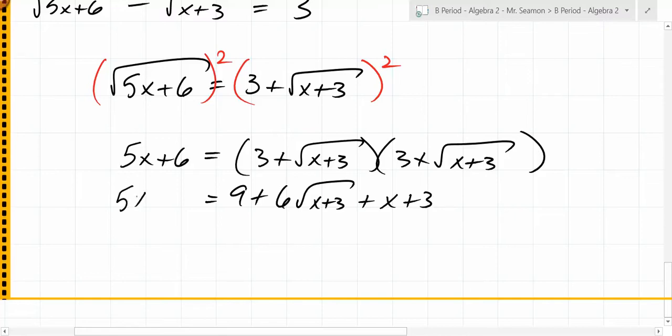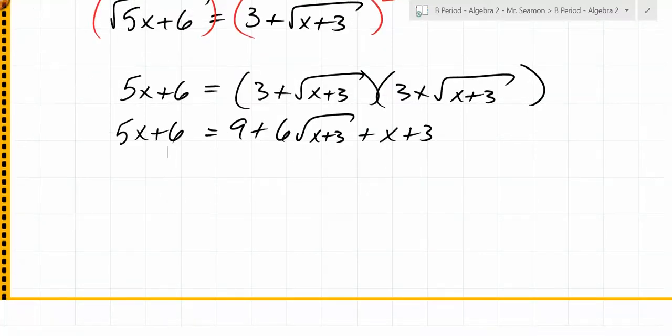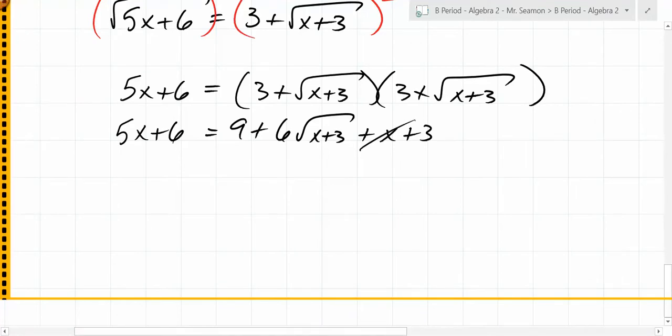So you now need to clean this up before you square again. So the x cancels with the 5x, and what are you left with? 4x. And then you have 9 and 3, that's 12. What's 6 minus 12? So you have this right here.